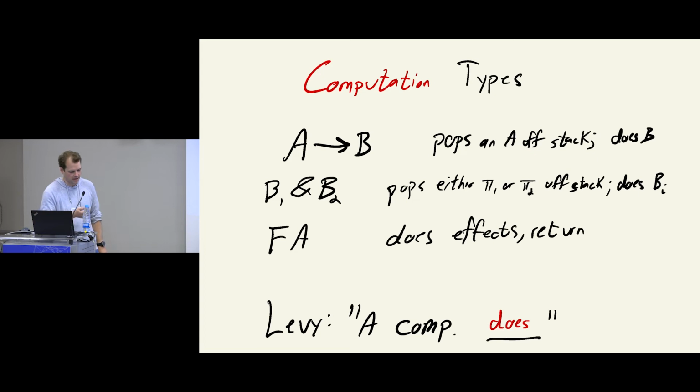Okay, and then most importantly, again, we have the FA type, which says computations of this type can do whatever effects are allowed by my language, and then they can return A values at the end. And the way I just described it, it sounds in fact very similar to a monad, right? But the difference is FA is not a first class value type, it's a computation type. So you can't pass it around as a first class value unless you use this closure type as well.